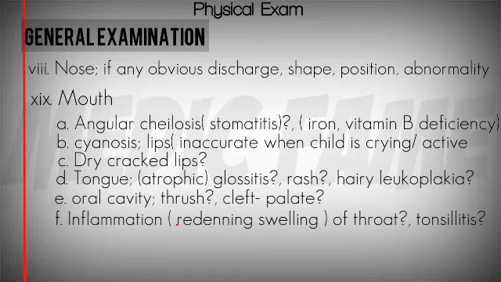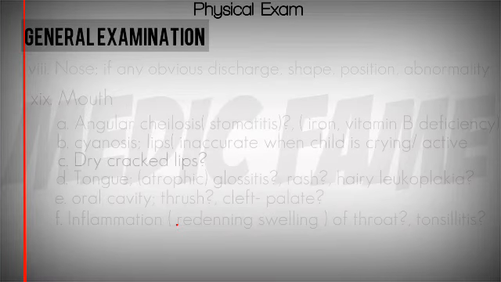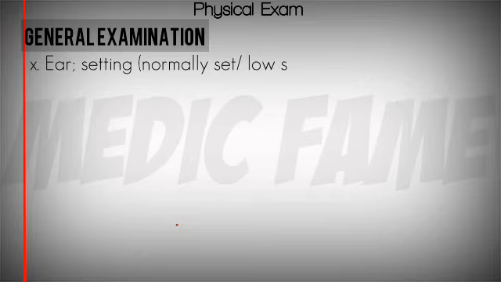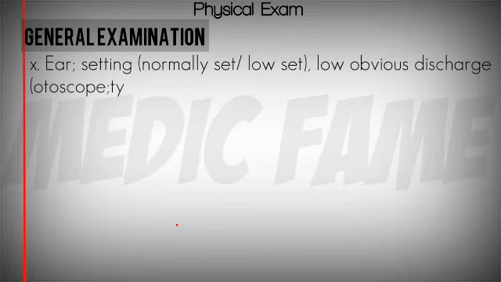Number 10, we examine the ear setting, if normal set or low set, for example in Down syndrome. And also we look for any obvious discharge. We are advised to use the otoscope for tympanic membrane examination.